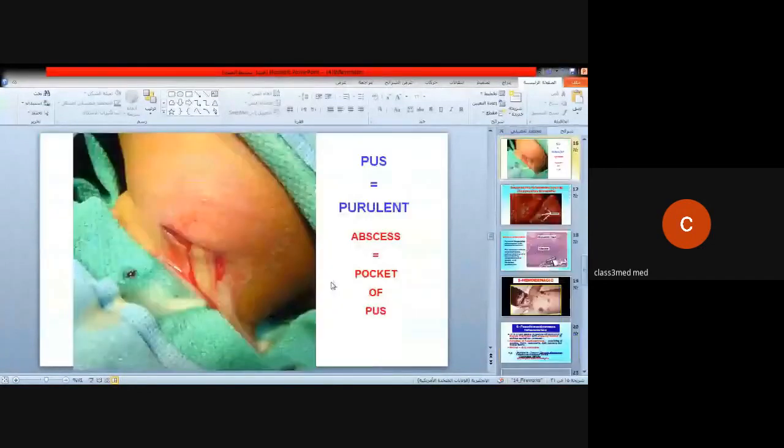This is also abscess formation in the posterior aspect of the axilla or the shoulder. You see there is a pouring of pus from the opening of the abscess. This is pus, a yellowish fluid. There is formation of an abscess and a pocket of pus within the soft tissue of the axilla.